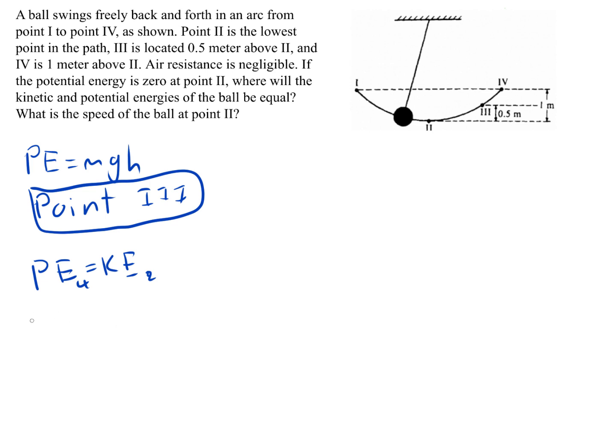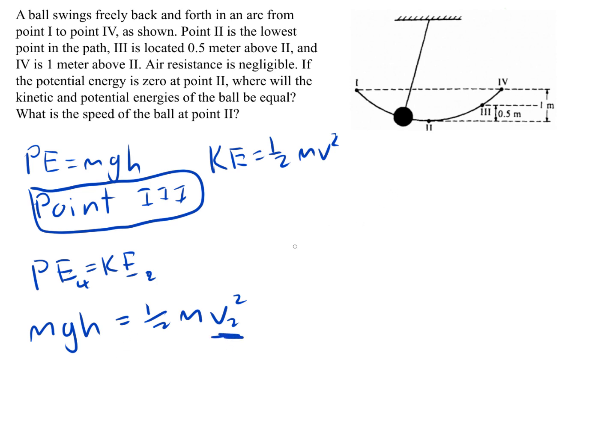So we know that the potential energy is simply the mass times the gravity times the height. I'm going to set that equal to 1/2 times the mass times the velocity at 2 squared. Remember, kinetic energy is 1/2 times the mass times the velocity squared. And now we can just solve this for the velocity at point 2. You can multiply both sides, the masses cancel out. And then you can replace h with 1.